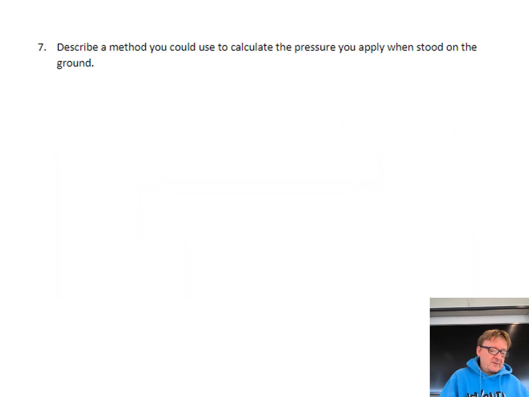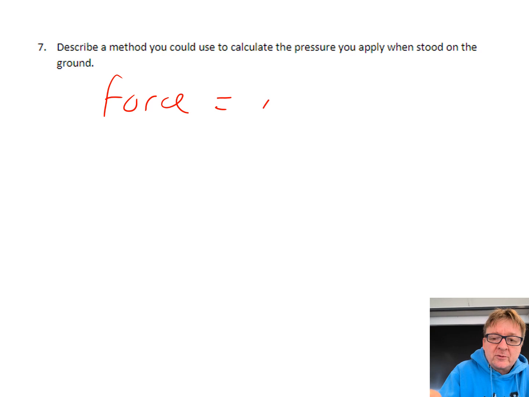Right, question number 7. Describe a method you would use to calculate the pressure you apply when stood on the ground. Right, so thinking about it now, I'm sat on a chair, if I stood up, the pressure I'd be putting on the ground. Now, the method you would actually use to do this uses 2 formulas. The first one is force equals mass times gravitational field strength.